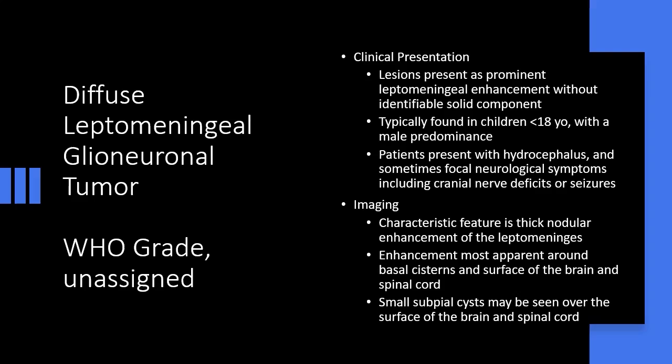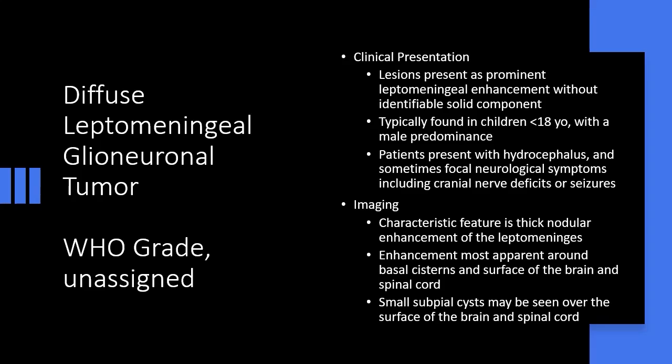One of the newest entities to be described in the World Health Organization classification of tumors is the diffuse leptomeningeal glioneuronal tumor, a rare etiology known in the literature most commonly as disseminated oligodendroglial-like leptomeningeal tumor of childhood. No grade has been assigned by the WHO yet, however, it does have a low-grade histological appearance. The lesion appears as prominent leptomeningeal enhancement, typically without an identifiable solid component. They have a male predominance and are most often found in children less than 18 years old.